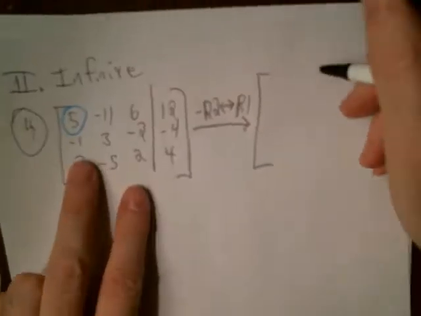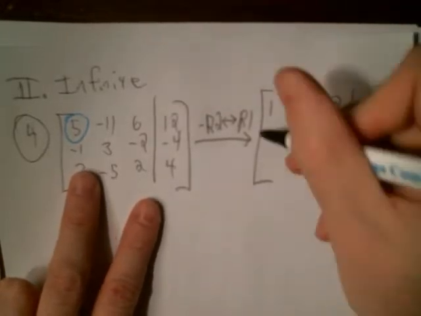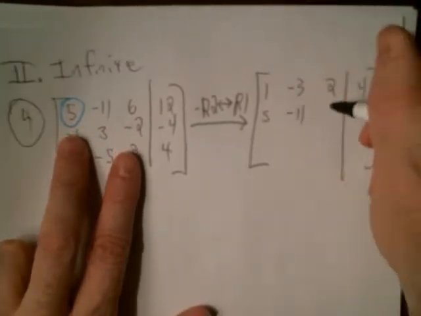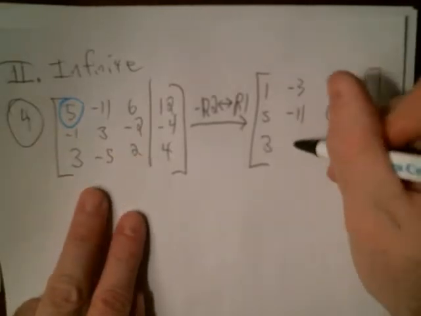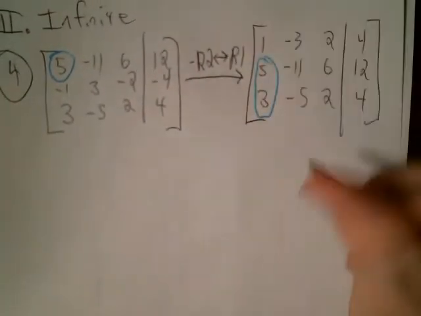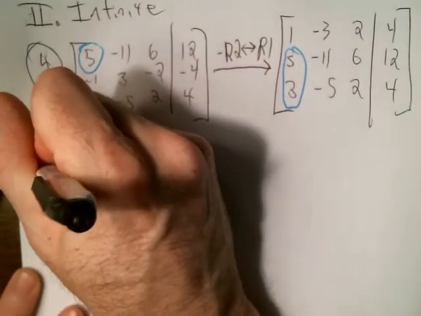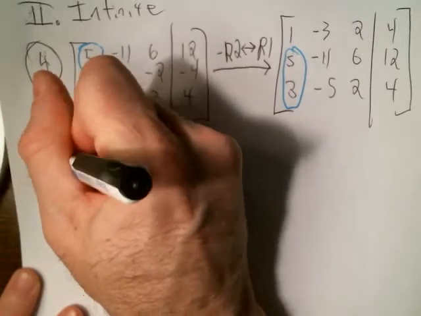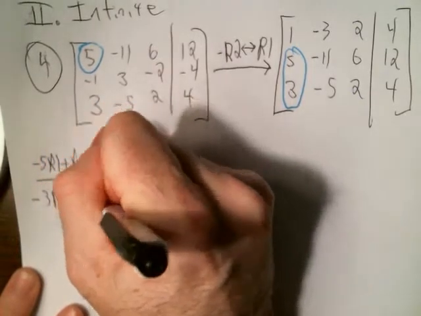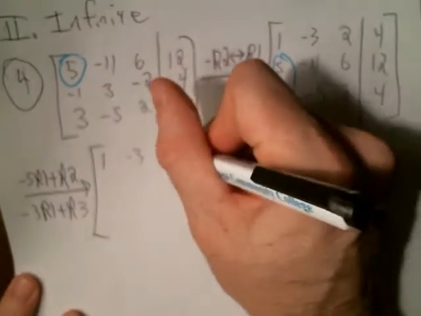Okay? So the result will be 1, -3, 2, 4, and then I'm putting row 1 in row 2's position, 5, -11, 6, 12, and then finally 3, -5, 2, 4. Okay. I need to go after zeros in those positions, so kill 2 birds with 1 stone. -5 times row 1 plus row 2, and then -3 times row 1 plus row 3. Okay. So row 1 is unchanged.